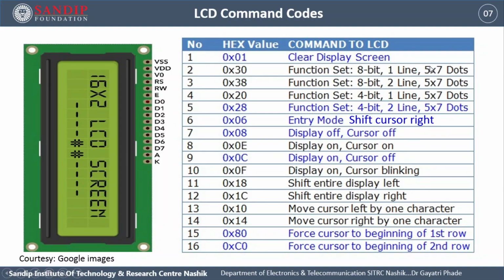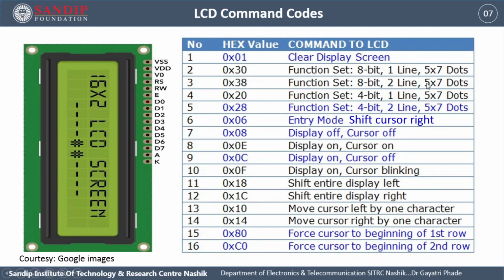What is meant by this 5 by 7 dot? Here it is 5 columns, 7 rows. The pixels are arranged in a 5 by 7 matrix, and when a particular character is to be displayed, those pixels glow and we can see that the character is displayed. So in this way, 5 by 7 is the pixel matrix where we will be displaying the character.